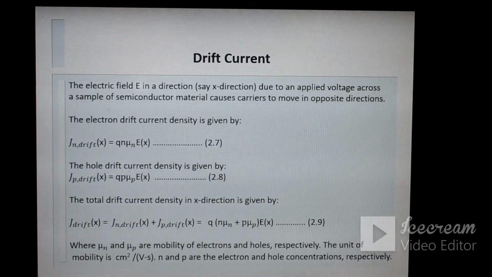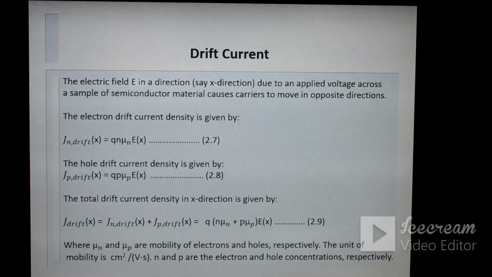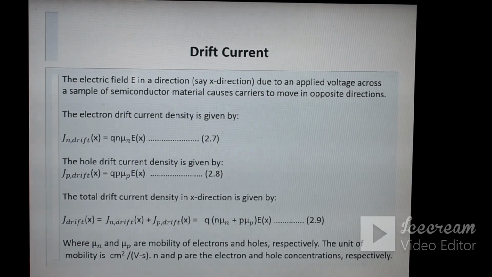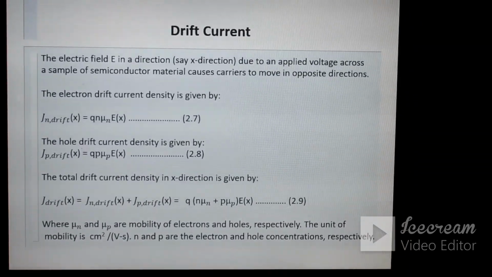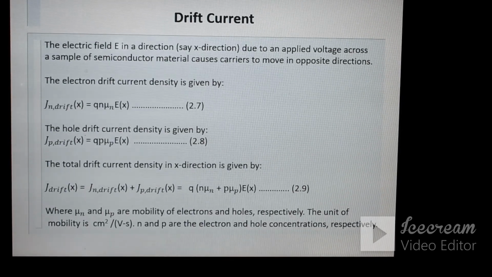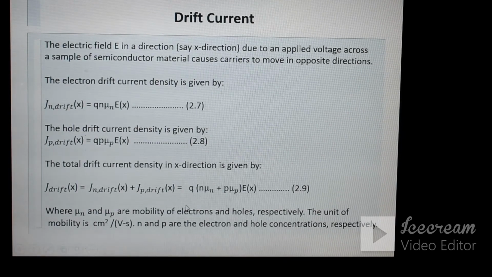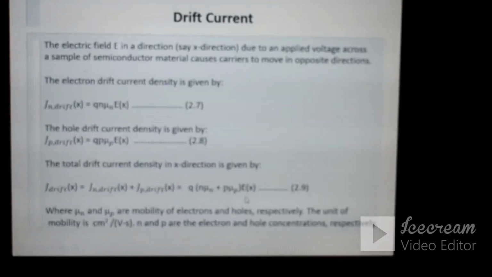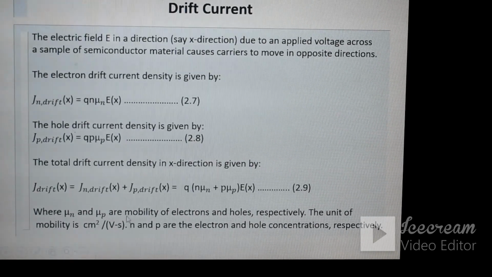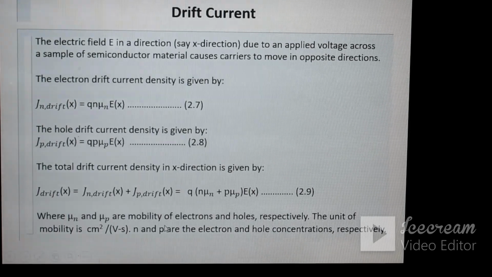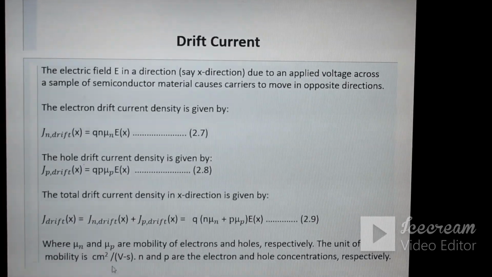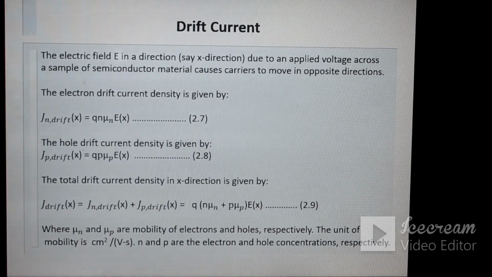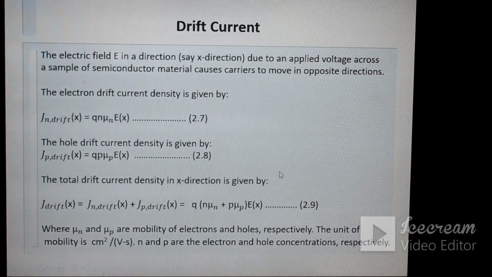Similarly, the hole drift current density is given by equation 2.8. And the total drift current density in the X direction is given by the sum of 2.7 and 2.8. That is, the total drift current in the X direction equals q into this, represented by equation 2.9, where mu n and mu p are the mobilities of electrons and holes respectively, and the unit of mobility is cm square per volt second. n and p are the electron and hole concentrations respectively.